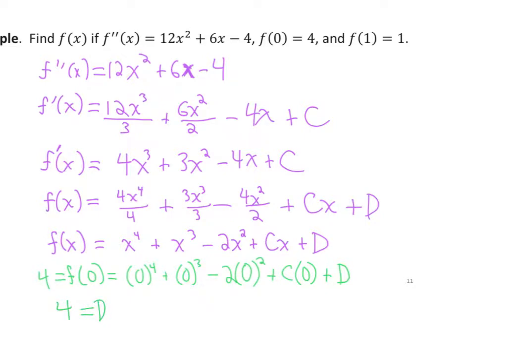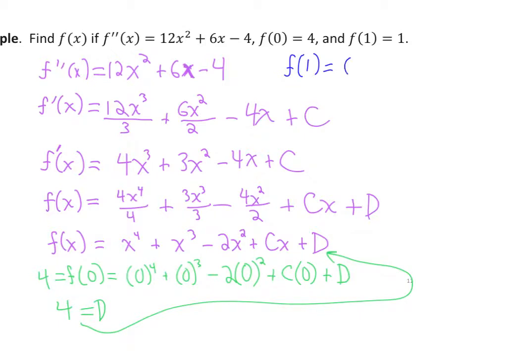Great. So now we can plug that piece of information into here when we use the other piece of info, which is f of 1 equals 1. Let's do that in a different color. So let's do f of 1 now. So f of 1 is plug 1 in for x everywhere here. And then just remember that d was equal to 4 because we just calculated that.